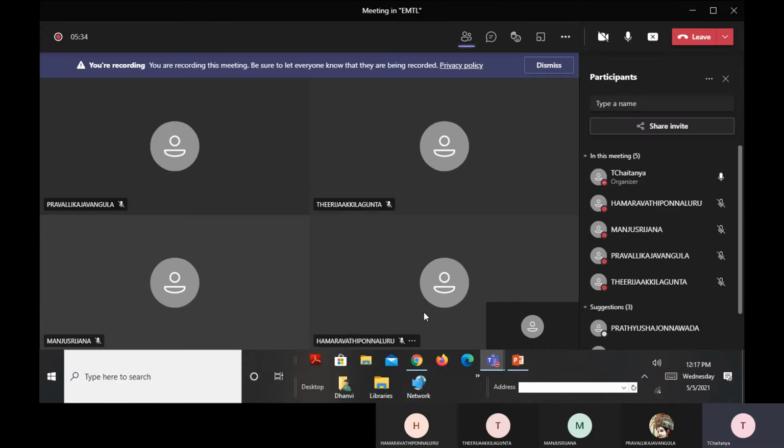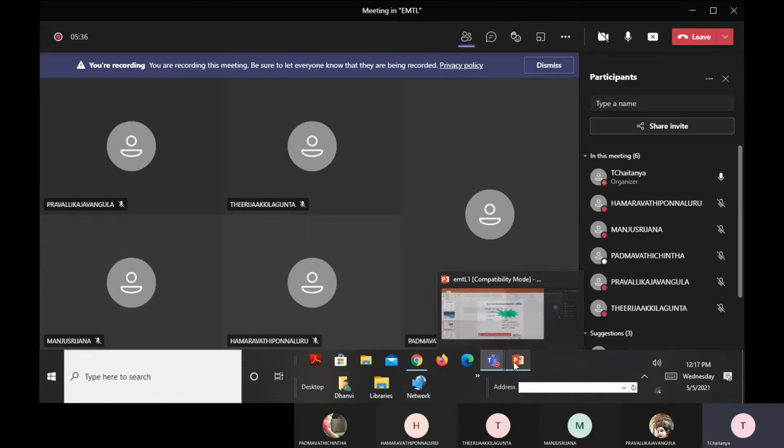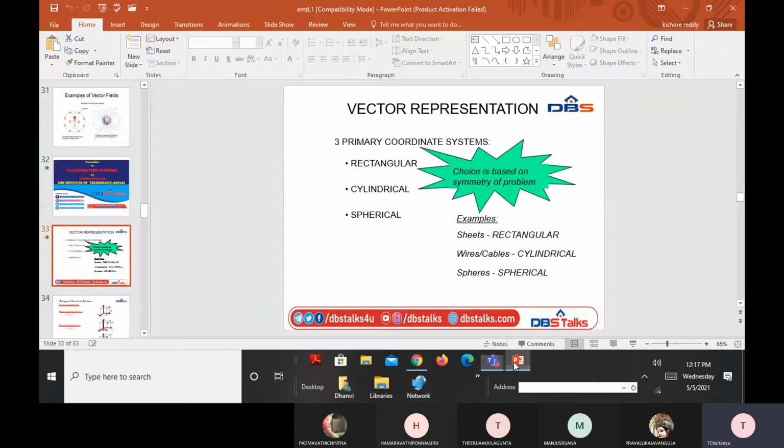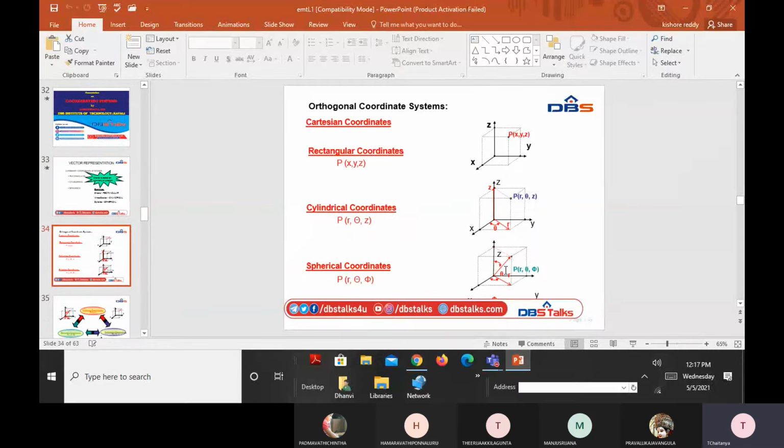So these are the three coordinating systems. Now let us see them individually and whatever relationships are available among these systems. First of all, let us consider the first one, the Cartesian or rectangular coordinating system. Here we can see the diagram representation too.